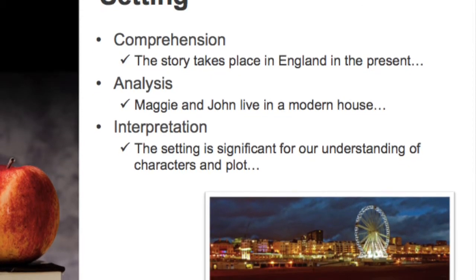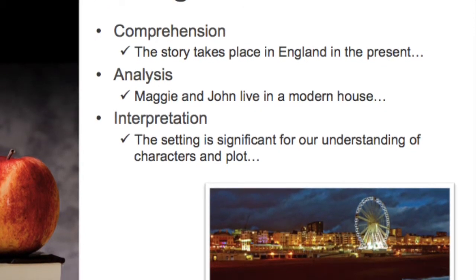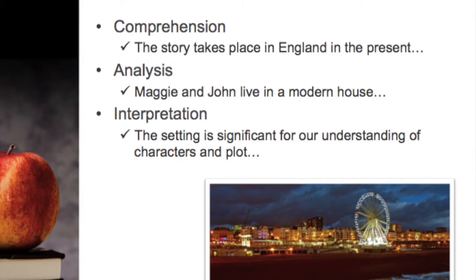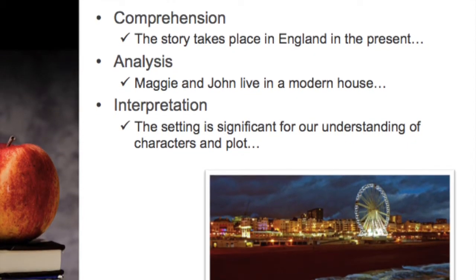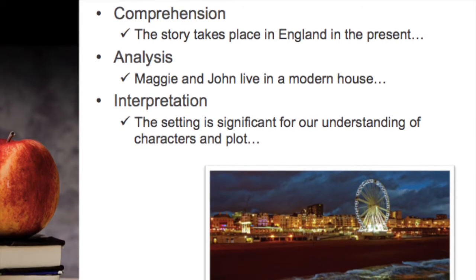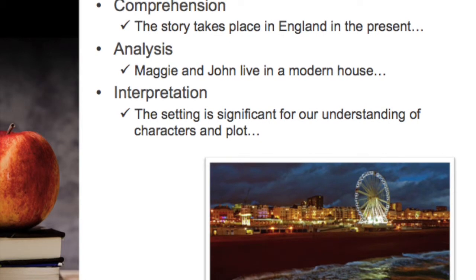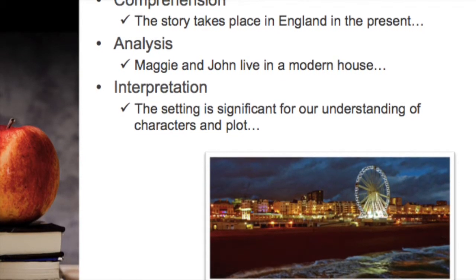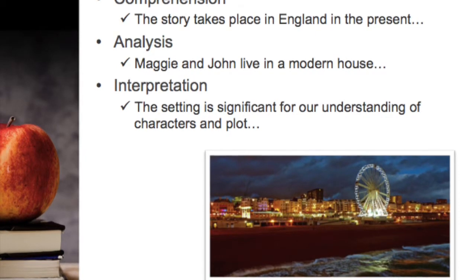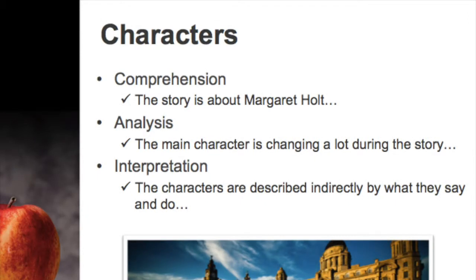Maggie and John live in a modern house which is described at page 21. They are probably in the upper middle class. John is a headmaster and Maggie is a travel agent. The setting is significant for our understanding of characters and plot. If there had not been a conference in Brighton, Maggie wouldn't have met Connor. If Maggie had not kept her mother's flat, she would never have found out that John and Mrs. Granger had an affair.